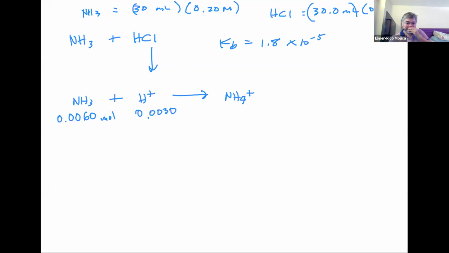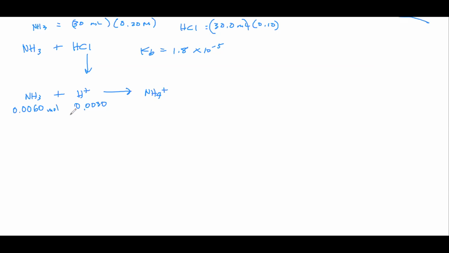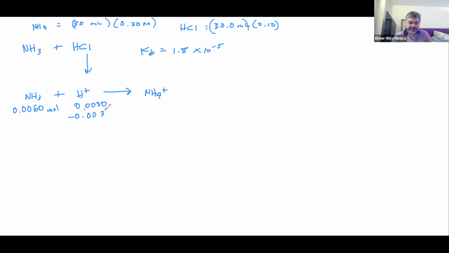Yes. Now what will happen when they're going to react? Which one will be the limiting reactant here? The H plus is limiting. So the H plus is the limiting, so that one you have here. Now remember, when you allow them to react, you also produce the ammonia. So in the end, you don't have this one, and you have here what? 0.0030, and you have here 0.0030.